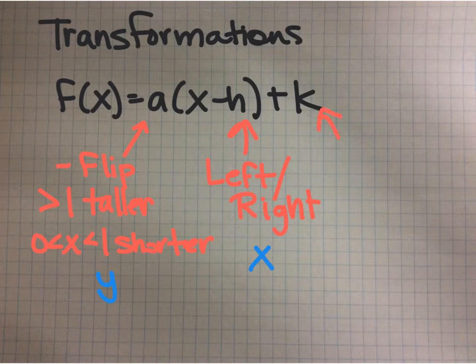And third, there's K. Notice there's a plus sign in the formula in front of K, so that is what we expect. That moves the graph up if K is positive. It moves the graph down if K is negative. And since we're moving up and down, again, that changes the Y part of your points. Okay, let's try some examples.